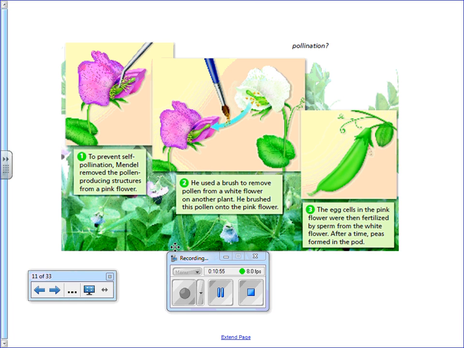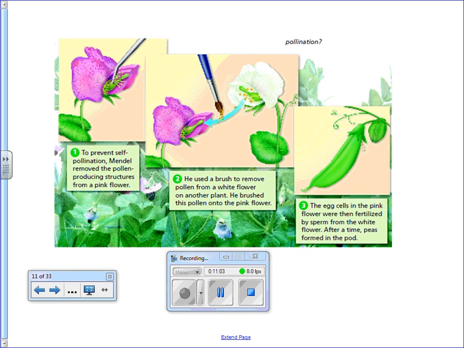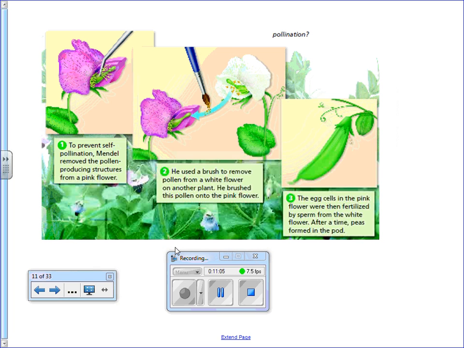Oh, and here, again, this is exactly cut straight from the textbook. You can see the parts. To prevent self-pollination, Mendel removed the pollen-producing structures from a pink flower. He used a brush to move the pollen from the white flower to another plant. And anyway, so you can see how he can control it. Straight from the textbook. No big deal.